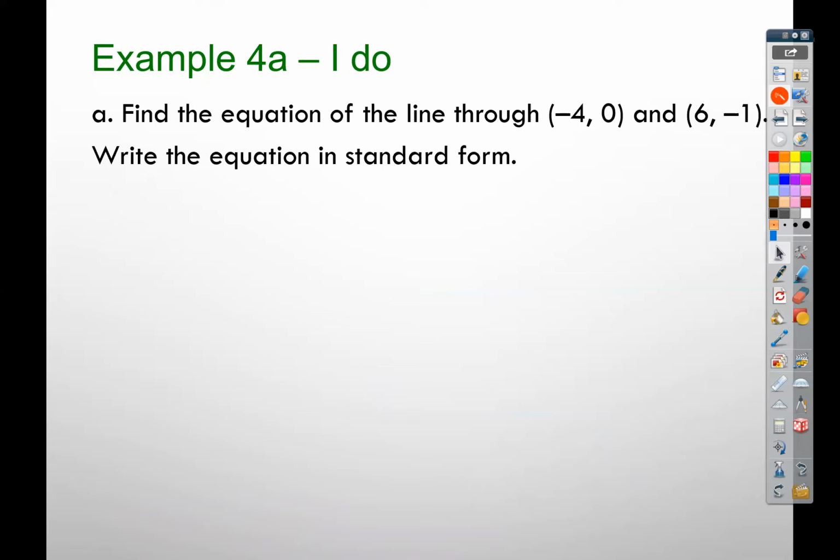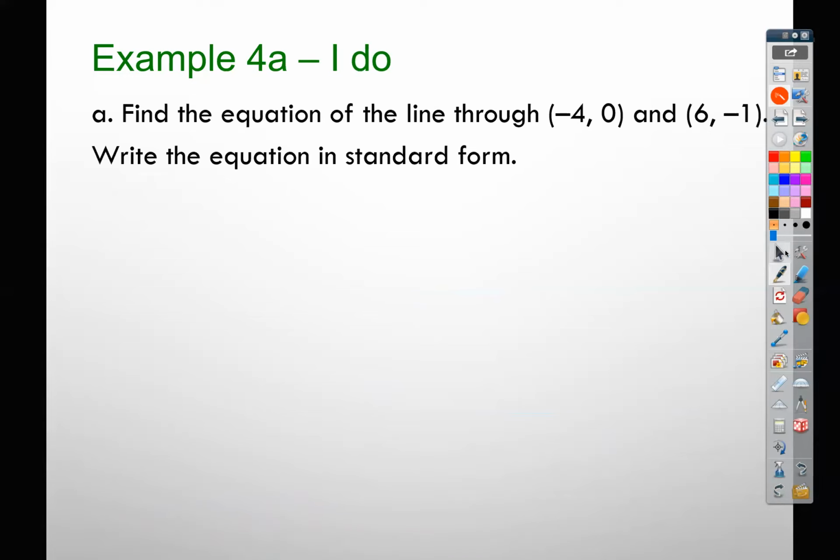All right, number 4, find the equation of the line through -4, 0, and 6, -1, and write the equation in standard form. Okay, so the only way this one is different than the number 3 that we did is they're not giving you the slope. So that is the very first thing that we have to do. So we have to find the slope.